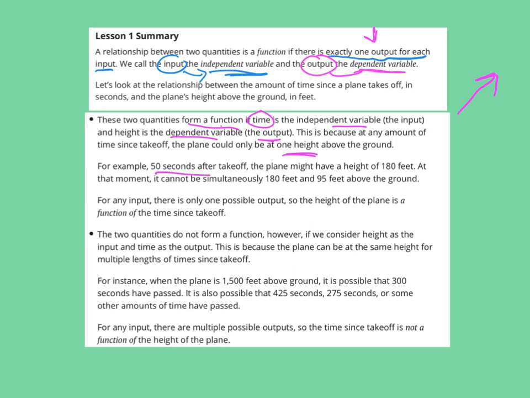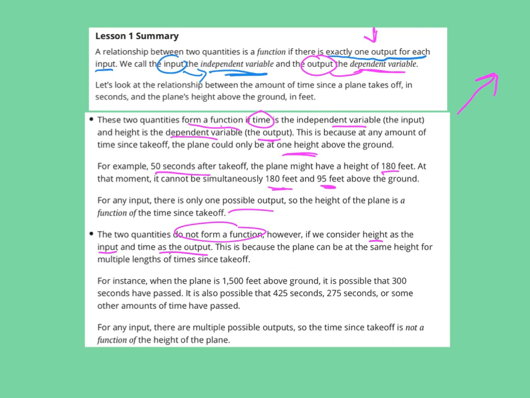So the first 50 seconds, we could take a look, right? After 50 seconds, the plane might have a height of 180 feet. And it cannot be simultaneously 180 feet and 95 feet off the ground at that 50-second moment, right? So it will only maintain one output. For any input, there's only one possible output. Now, if you had flipped these around, if we considered height as the input and time is the output, this would not form a function.